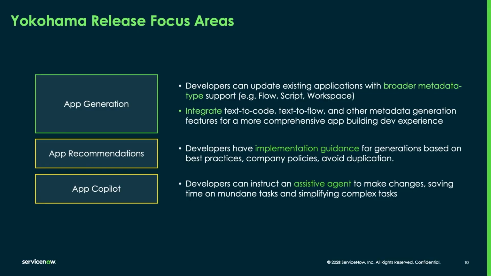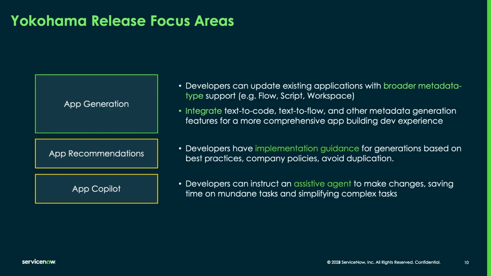Further down the road into Yokohama, first half of next year, we're going to be looking across all the different types of other text tools that we've been delivering as part of the Now Assist for Creator portfolio and integrating all of that into app generation. That way, you can use app generation not only to generate tables and rows and record producers, but also coming up playbooks, flows, scripts and code, all the other amazing text tools that we have all in one place through this conversational experience.